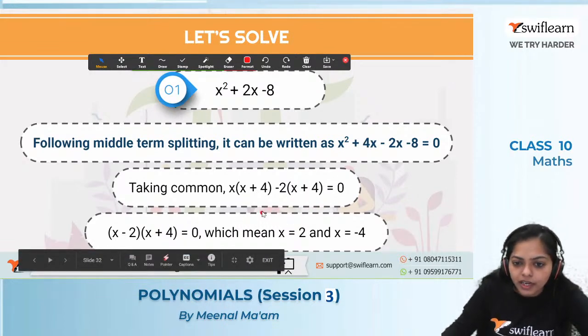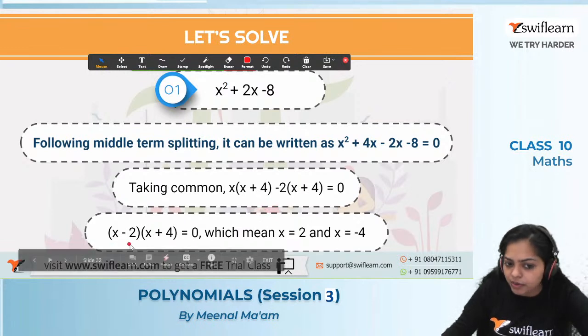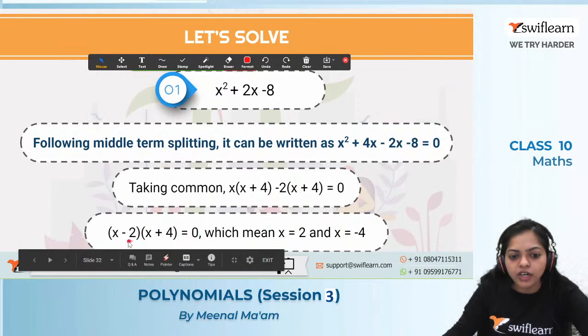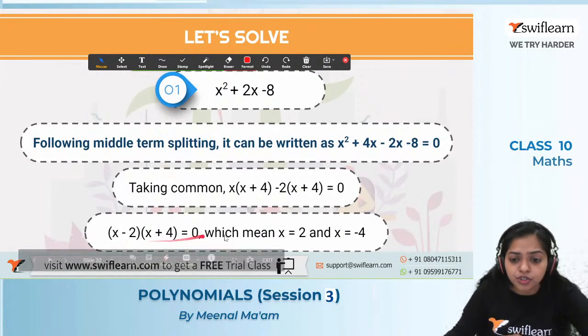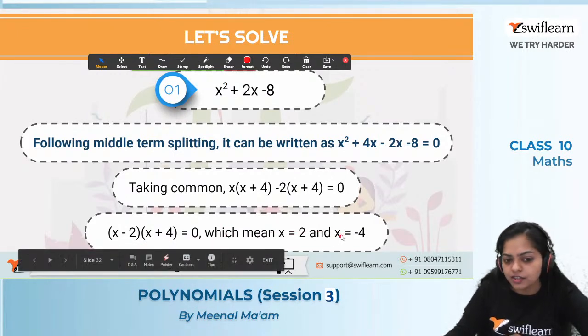So if I take x plus 4 as common, what will I get? x minus 2 into x plus 4, which will be equal to 0. Which means, what are the two zeros? x equals 2 and x equals minus 4 are the zeros.